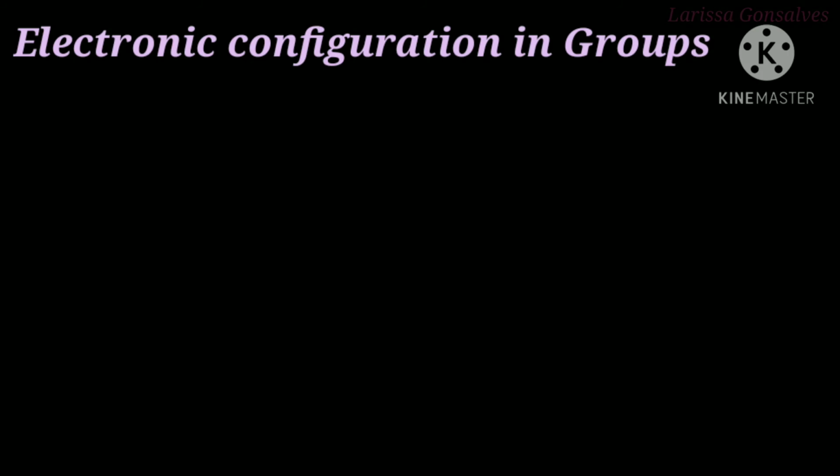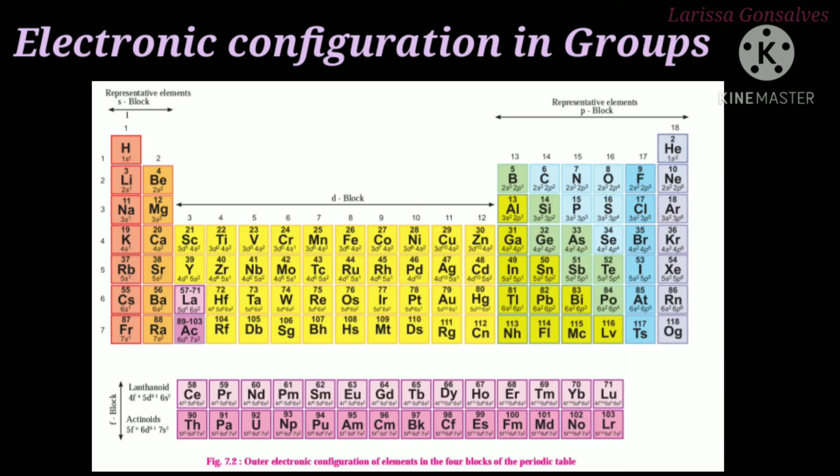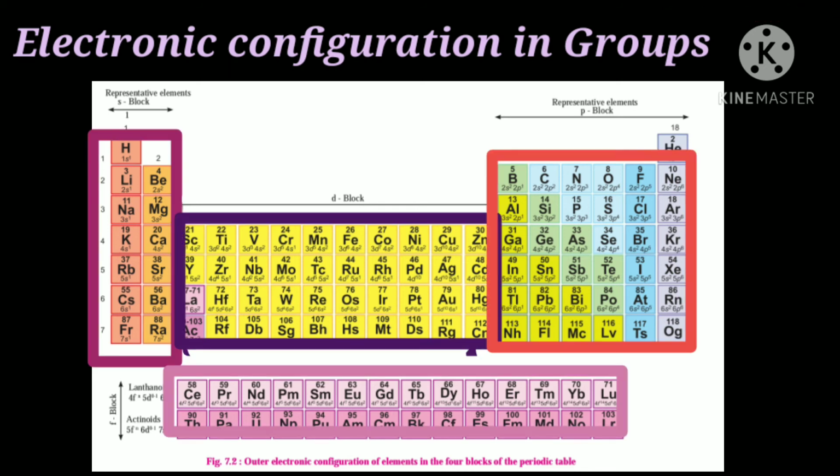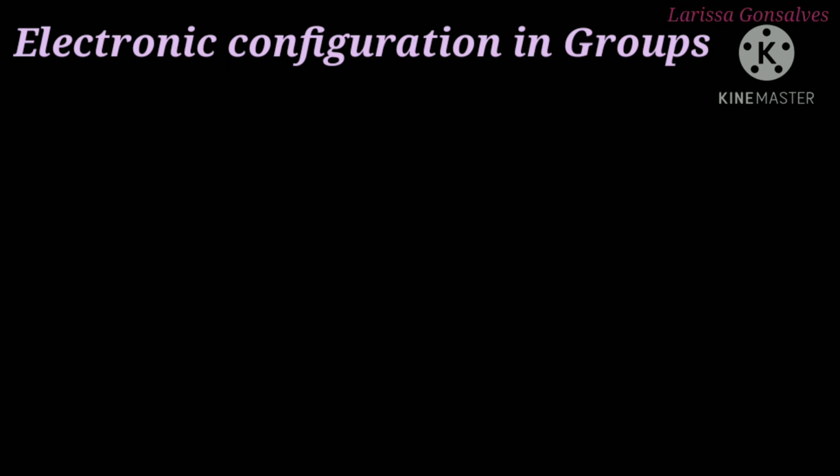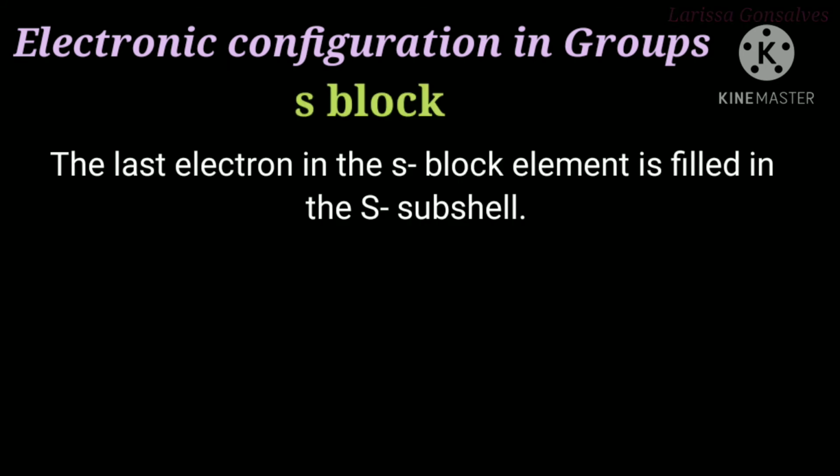We know that the modern periodic table is divided into 4 blocks. These blocks are formed according to the subshells in which the last electron enters, and the 4 blocks are named as s block, p block, d block and f block. First we shall study about the s block. In the s block, the last electron is filled in the s subshell.